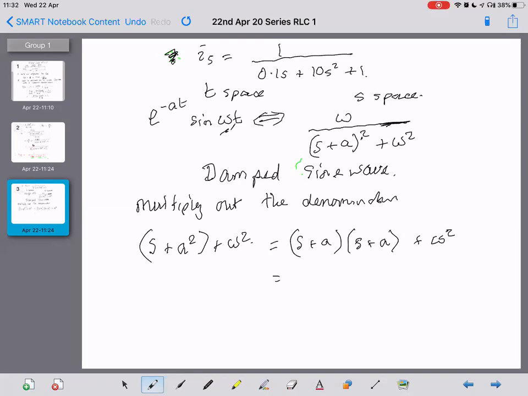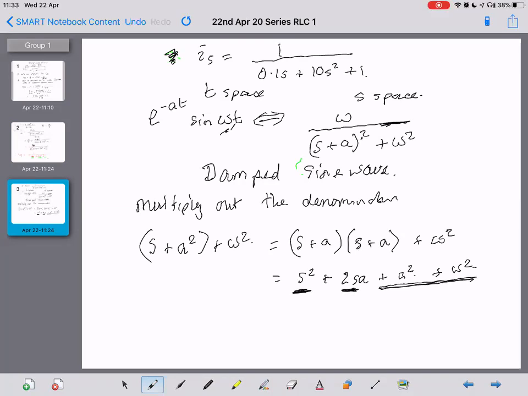We get s times s is s squared, plus 2sa, plus a squared, and then omega squared. So we've got a squared term, this term, and these make a constant. Do you see that?